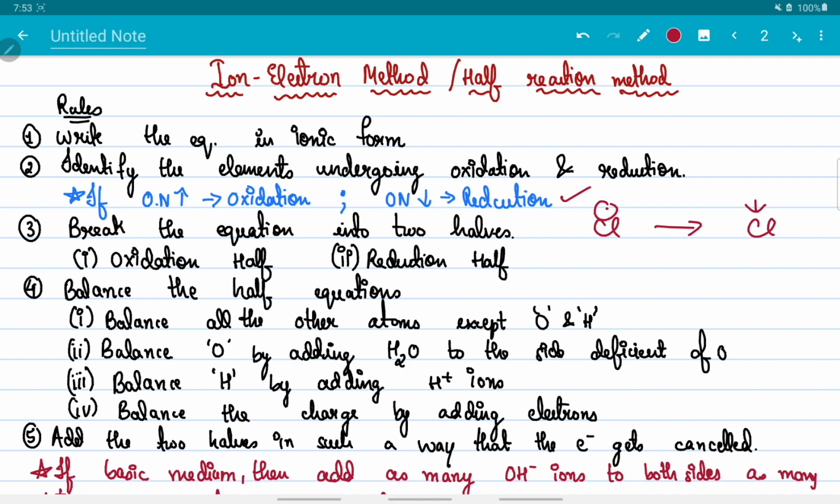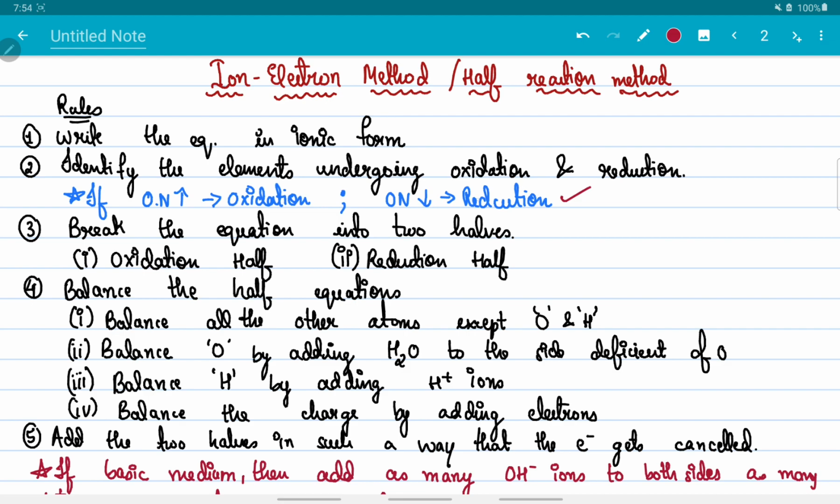So if the oxidation number has decreased, then it is reduction, and if the oxidation number has increased from LHS to RHS, then that means it is oxidation. Now I'll show you how it is done with the help of equations also. So this is a remembering point if you don't know how to identify which is undergoing oxidation or which is undergoing reduction. Now the next step is we have to break the equation into two different halves and then balance them.